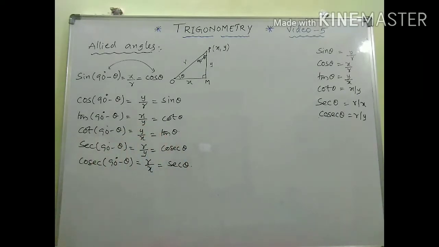So see how beautiful these results are now. Sine of 90 minus theta is equal to cos theta. Cos of 90 minus theta is equal to sine theta. Just sine changing into cos and cos changing into sine. Similarly, tan changing into cot and cot changing into tan. And secant changes into cosecant and cosecant changes into secant. All these are very, very important results.